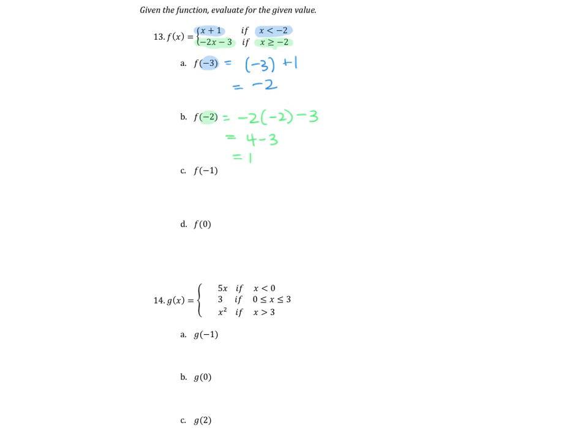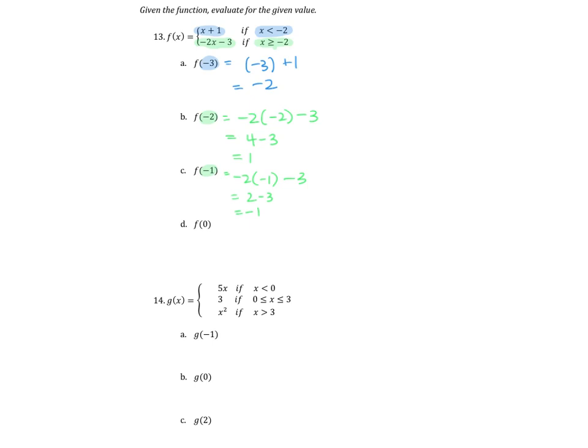All right, -1. Is -1 less than -2? Or is it greater than or equal to -2? -1 is greater than or equal to -2. So again, we're going to use the green. So we're just going to plug it in. And we'll get -2 times -1 minus 3, which is 2 minus 3, which is -1.